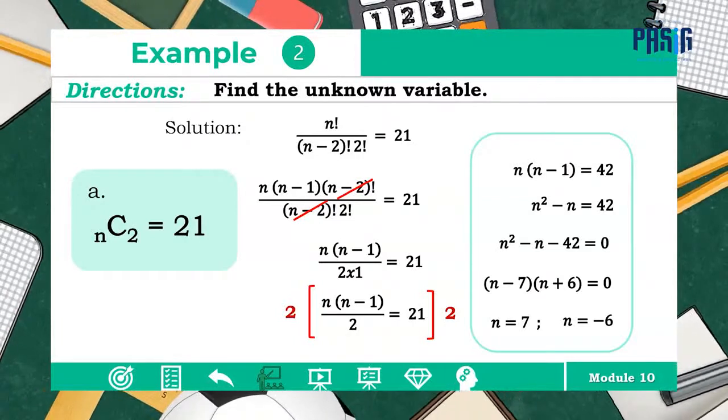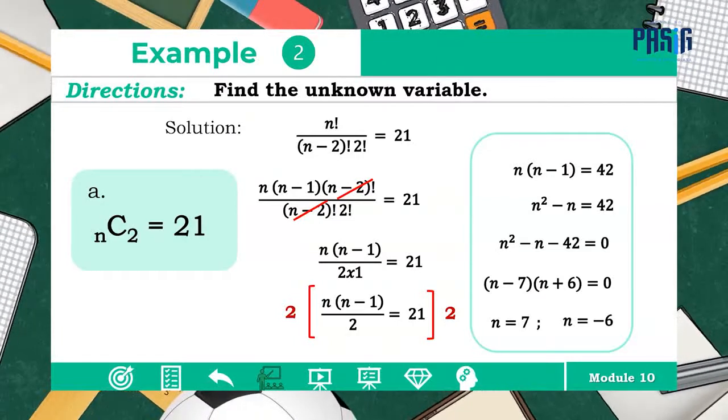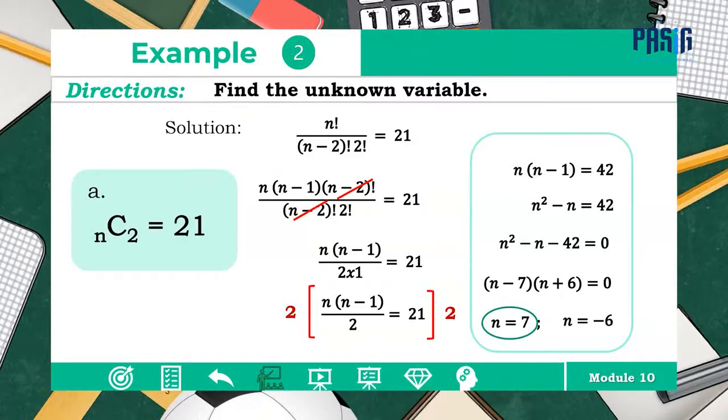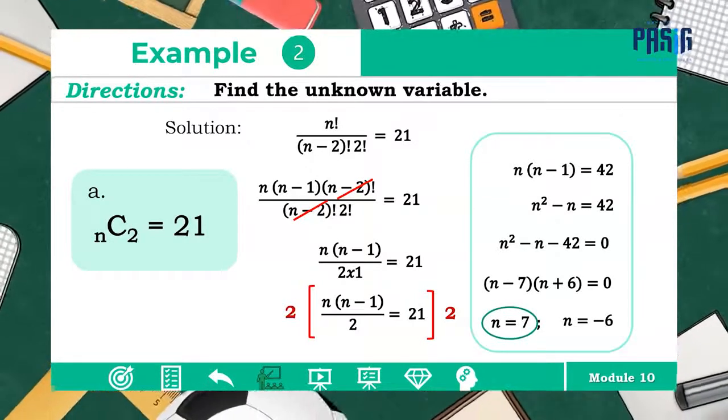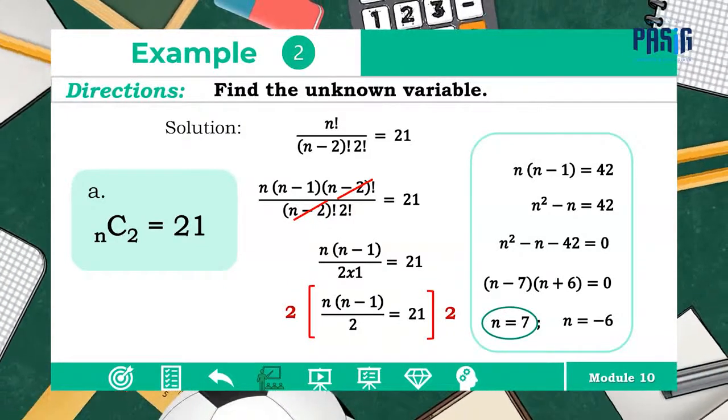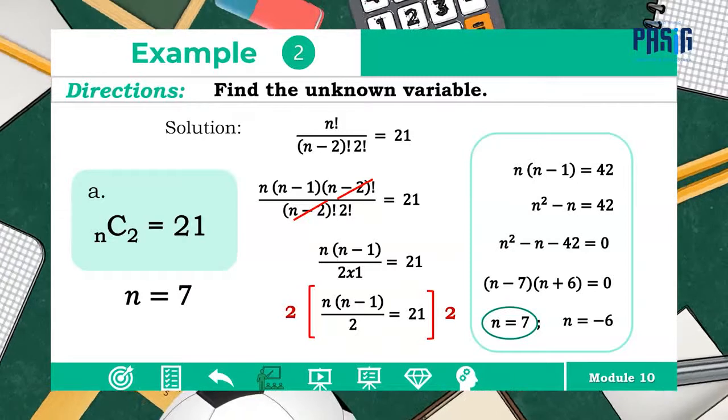There are 2 values of n. We will get n equals 7. Since factorial is a product of positive integers, we consider negative 6 as extraneous root. So n is equal to 7.